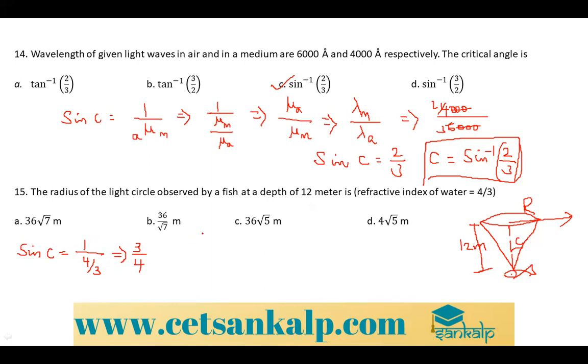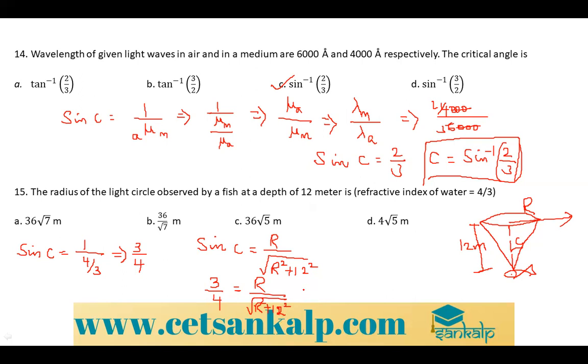But from the figure, you can write sine C is equal to R divided by the hypotenuse, which can be written as root of R square plus 12 square. It is from the figure. Okay, but sine C is 3 by 4, which is equal to R divided by root of R square plus 12 square.